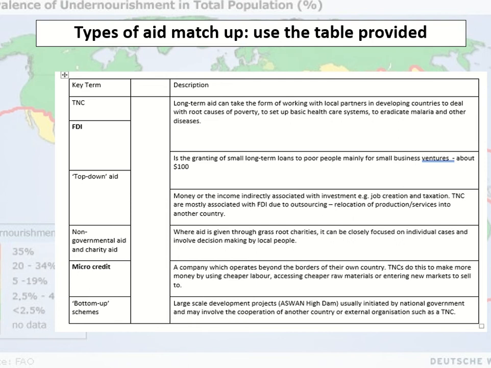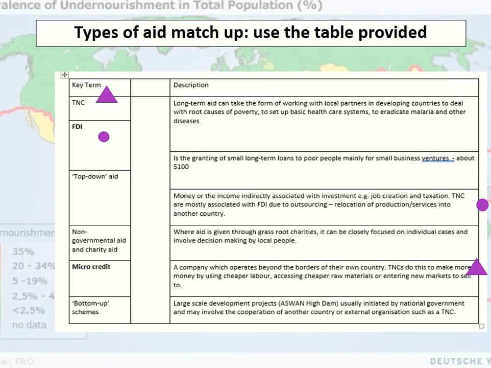Okay, so here are the answers. TNCs are that one. A company which operates beyond the borders of their own country. Not because they're nice, but because they want to make more money, because they can access cheaper labour, cheaper resources, that sort of thing. FDI is money or income indirectly associated with investment.